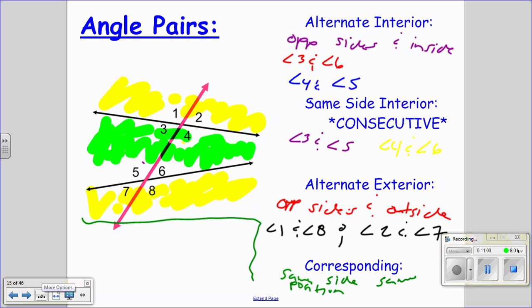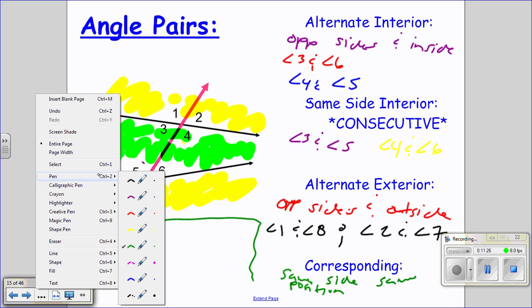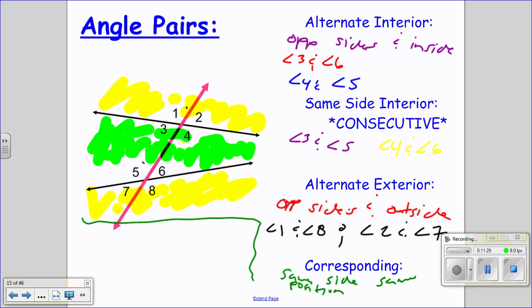So when I say same side, same position, if the first one is on the left of the transversal, the second one will also be on the left. That's the same side. Same position means if the first one's above the line, the second one will also be above the line. For example, angle 1 is on the left and above the black line. It's on the left of the red transversal, above the black line. So you're looking for the next angle that is on the left and above the black line, which would be angle 5. So those two would be corresponding.